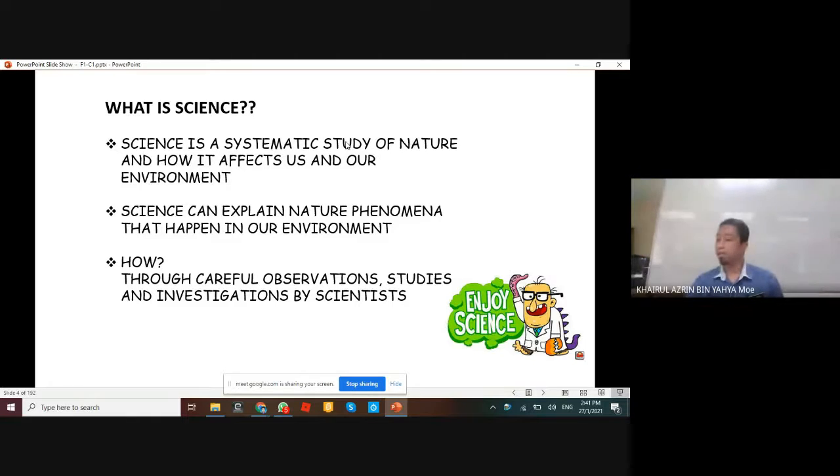In the textbook it says here, science is a discipline that involves systematic observations and experiments of natural phenomena. So it's systematic for two things. Second, science can explain natural phenomena that happen in our environment. How? Through careful observations, studies, and investigations by scientists. Okay, next.